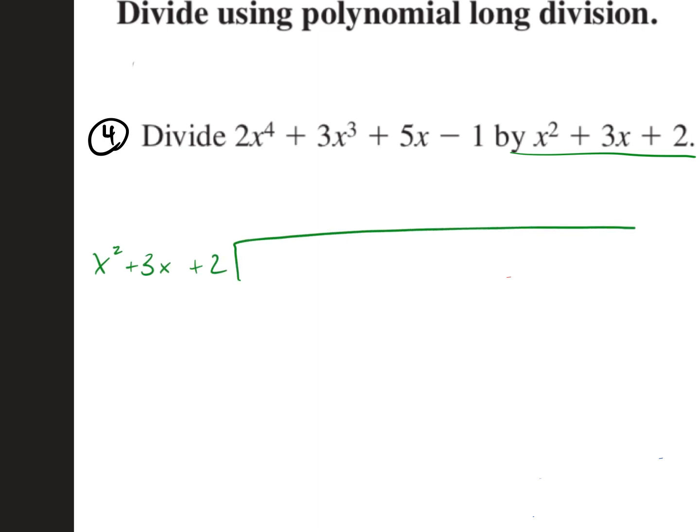Inside the box, we have to make sure all of our terms are represented. So I have x to the fourth power, x to the third power. I'm missing an x squared. So in here, I'm going to insert a 0 x squared. Then I have x to the first power and our constant. So we're good. We just need to make sure we put a 0 in the x squared spot to act as a placeholder. So 2x to the fourth power plus 3x to the third power plus 0x squared plus 5x minus 1.